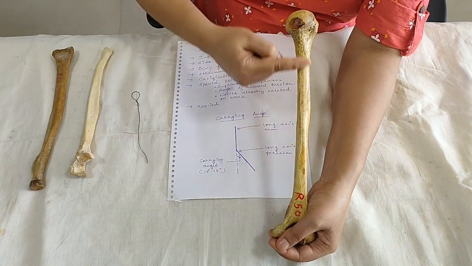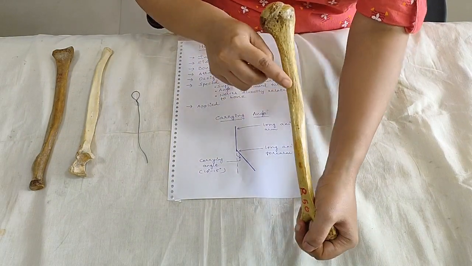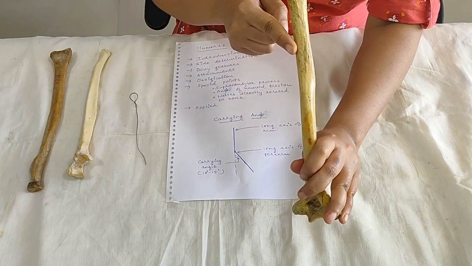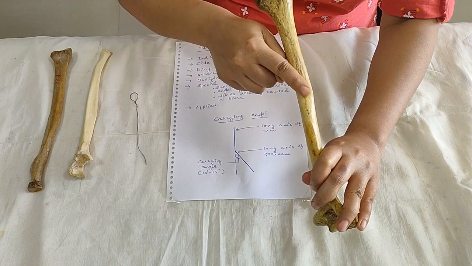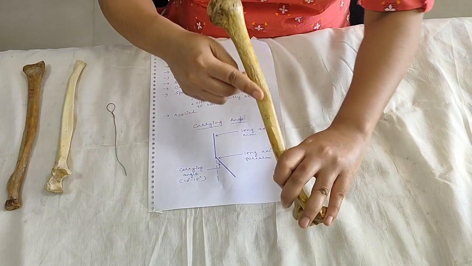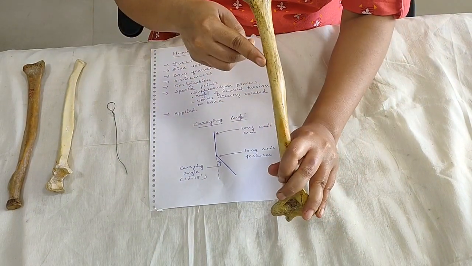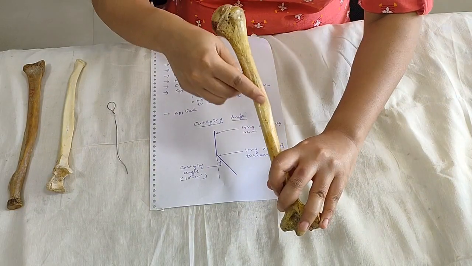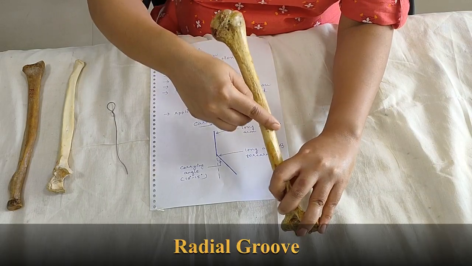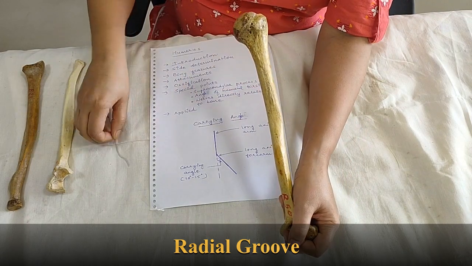Posterior surface. Posterior surface bears a groove or a sulcus. Here we can see this groove or the sulcus which is spiral. It breaches the lateral border and comes on anterolateral surface like this. It is directed downwards and laterally. From this sulcus, radial nerve passes. So this is called radial groove or spiral sulcus.